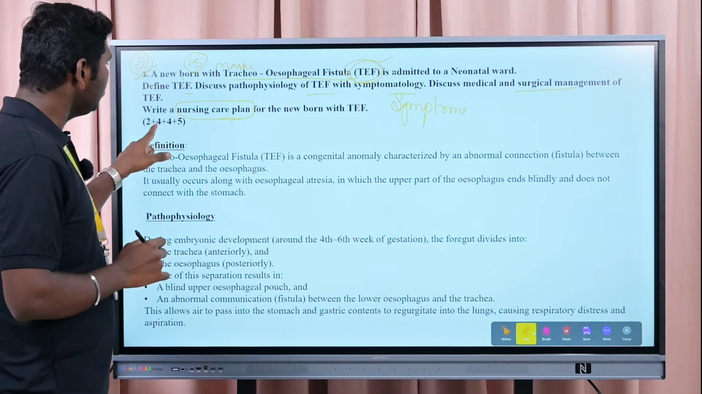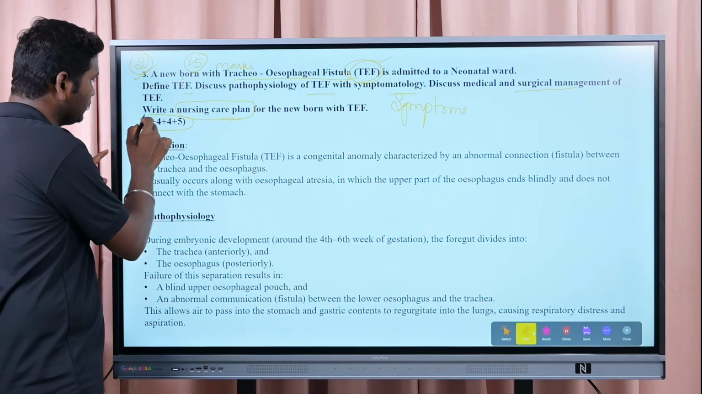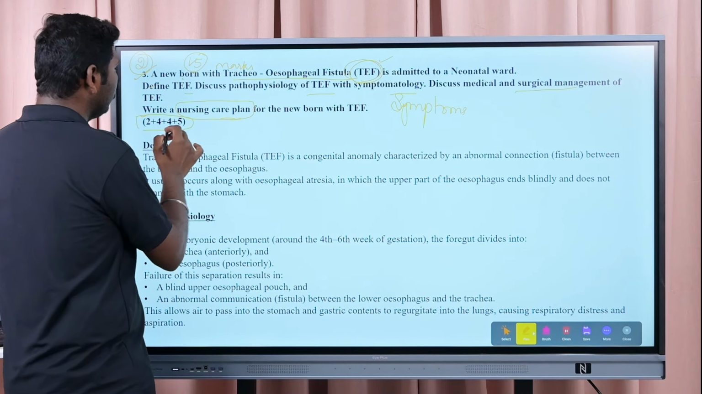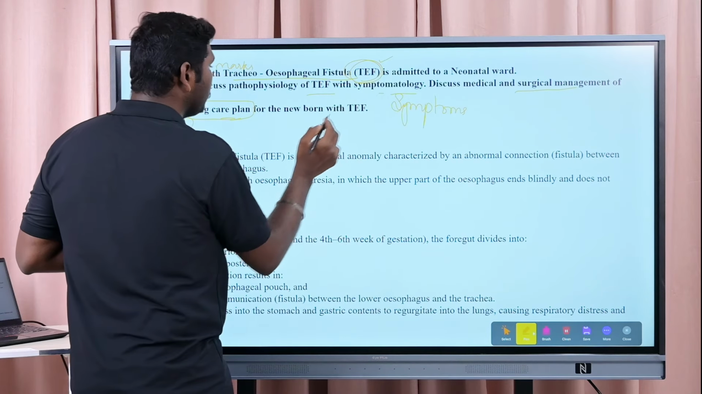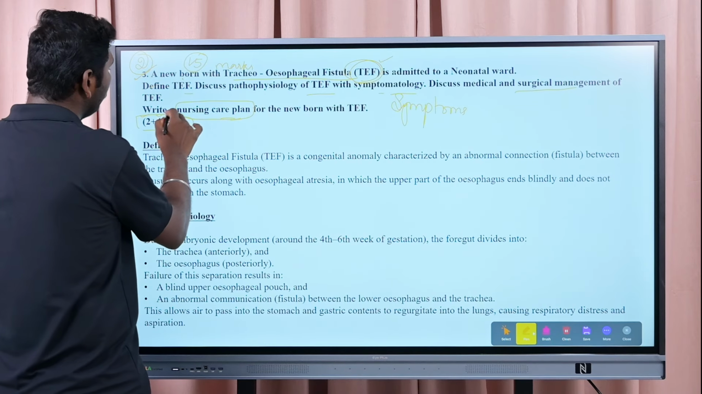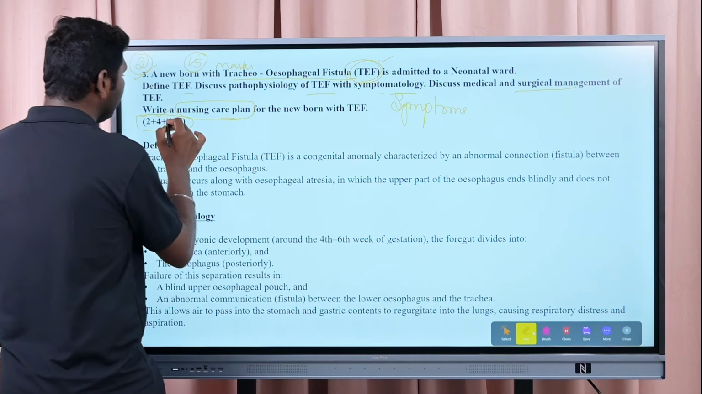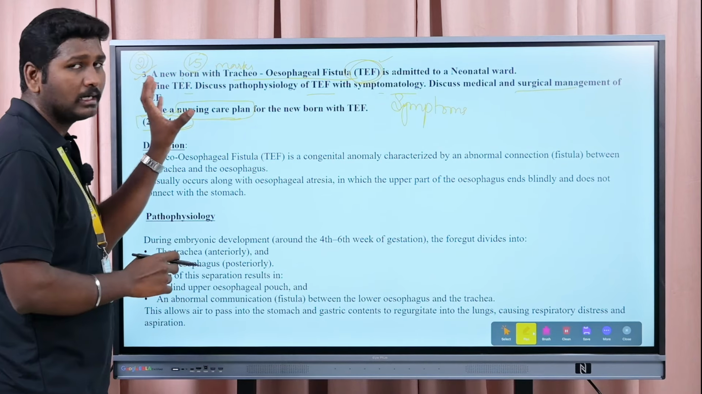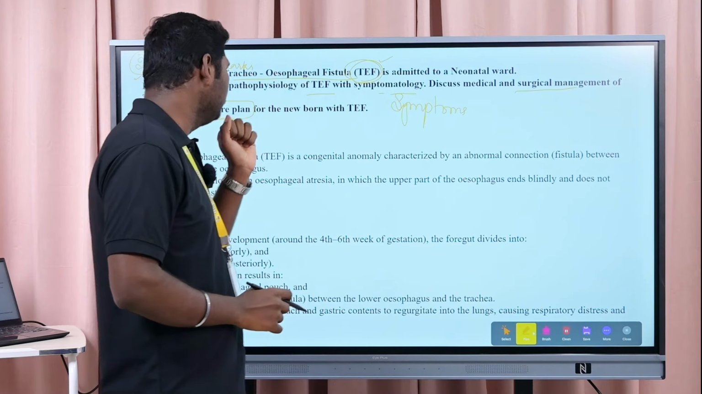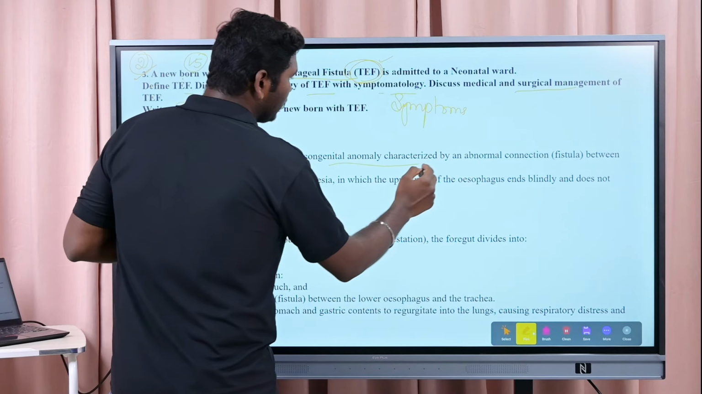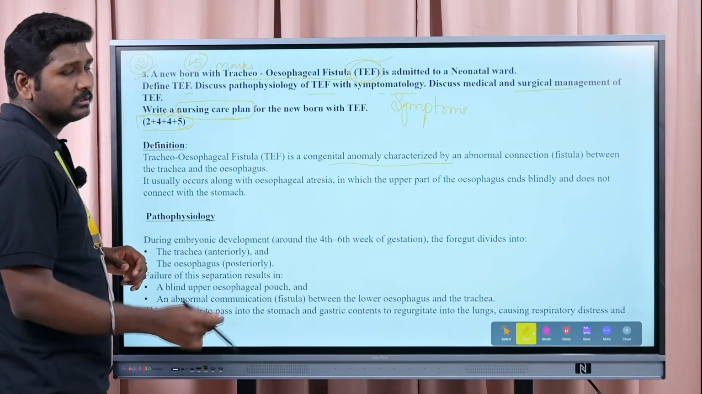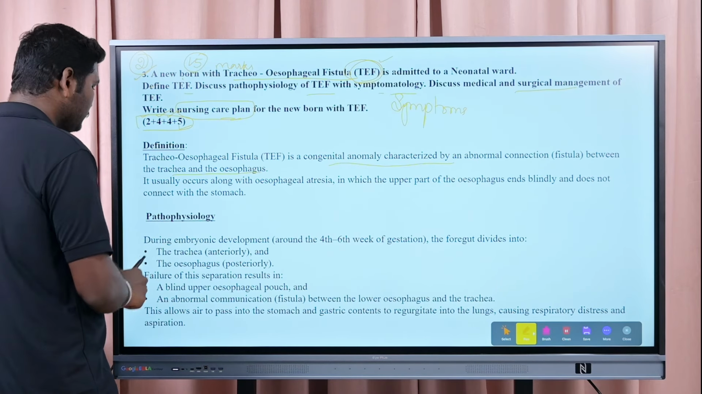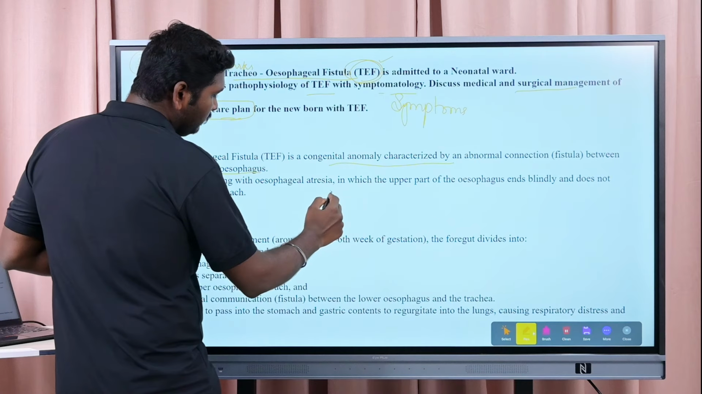As I told earlier, sometimes they will directly give the division of marks for that particular question. Your definition will carry 2 marks. Next, pathophysiology plus symptoms will carry 4 marks, medical and surgical management will be 4 marks, and the nursing care plan will be 5 marks. So like this, it is clean and clear-cut, and you can present your paper accordingly. Definition: it is a congenital anomaly characterized by an abnormal connection, which is called a fistula, between the trachea and the esophagus. And what is the pathophysiology? Always try to go with flow charts.